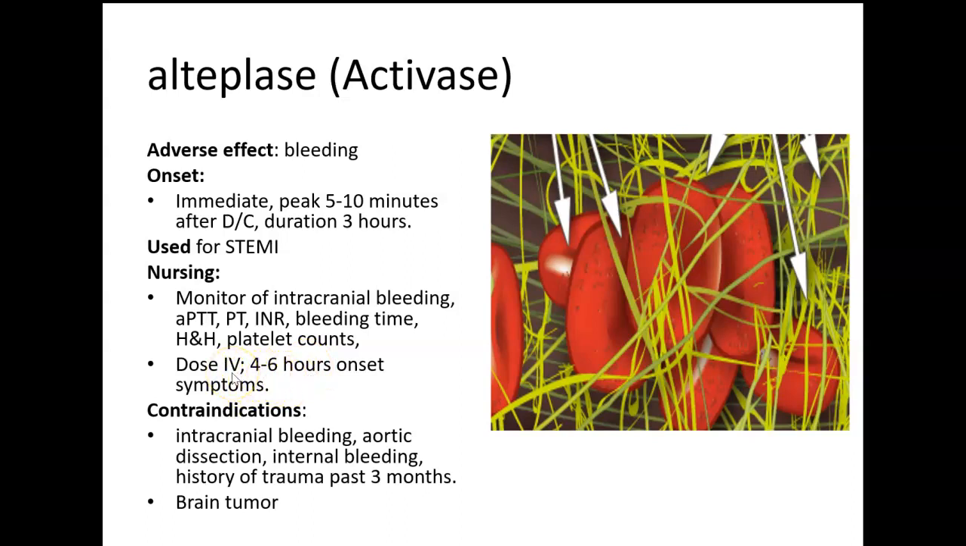So if you give the dose IV, you'll probably have 4 to 6 hours before the onset of symptoms of bleeding. So you just want to be really careful, and you certainly wouldn't want to give it to a trauma patient, because a trauma patient, until they've been scanned and we know whether things are bleeding or not, we definitely don't want to use it. We also wouldn't want to use it in somebody who has a brain tumor, because a brain tumor tends to go in and erode vessels in the brain, and again, you would hate to cause a bleed in there.